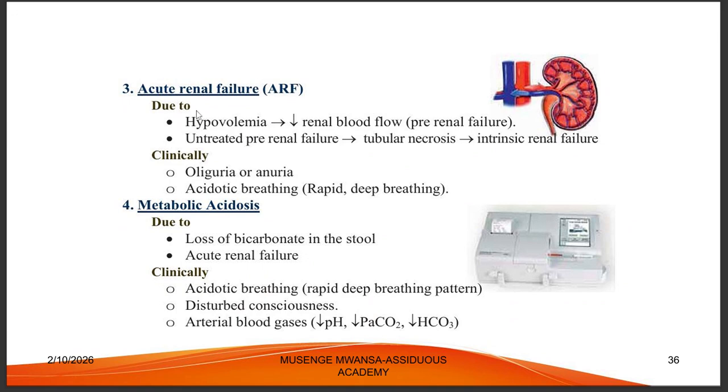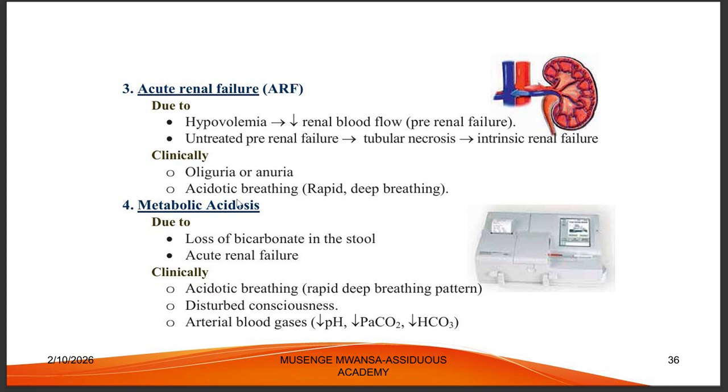There can also be acute renal failure as another complication of AGE. The acute renal failure is because you have little volume, so that hypovolemia leads to reduction in the renal blood flow. When there's a reduction in the renal blood flow, that leads to renal failure. We call that a pre-renal cause because the cause was before the kidney. Basically, the blood supply is decreased. And then even untreated pre-renal failure can lead to tubular necrosis. There's no blood going to the kidneys, that leads to necrosis, and that leads to intrinsic renal failure. Clinically the child is going to have oliguria or even anuria. They're not passing any urine.